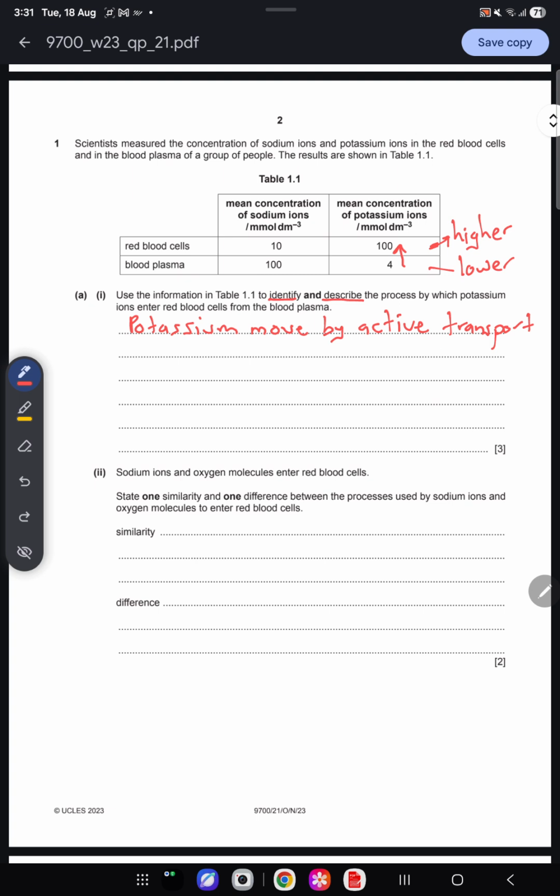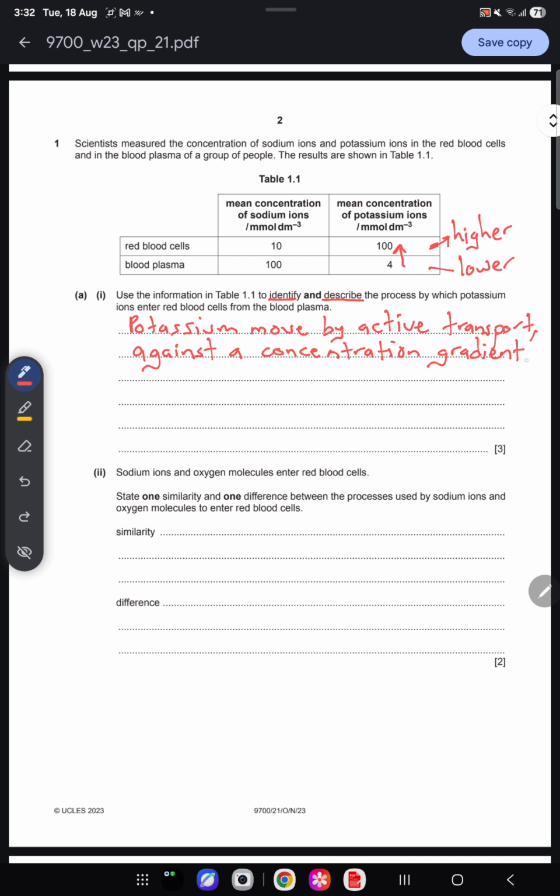We can mention they are going to move by active transport from a region of lower concentration in blood plasma to a region of higher concentration in the red blood cells, which is the same as moving against a concentration gradient. I can simply say against a concentration gradient, which is the same as moving from a region of lower concentration to the region of higher concentration.